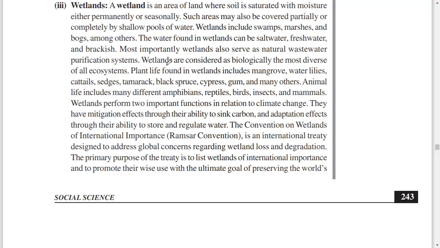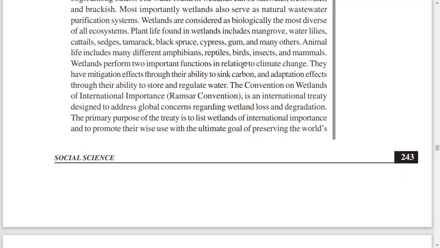Tidal forests and wetlands play an important role in purifying wastewater. Plant life around the wetlands includes mangrove, water lilies, cattails, sedges, tamarack, black spruce, cypress, gum, and many others. Animal life includes many different amphibians, reptiles, birds, insects, and mammals. Wetlands perform two important functions in relation to climate change. They have mitigation effects through their ability to sink carbon and adaptation effects through their ability to store and regulate water.